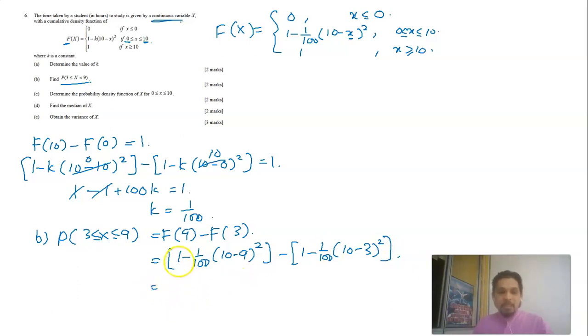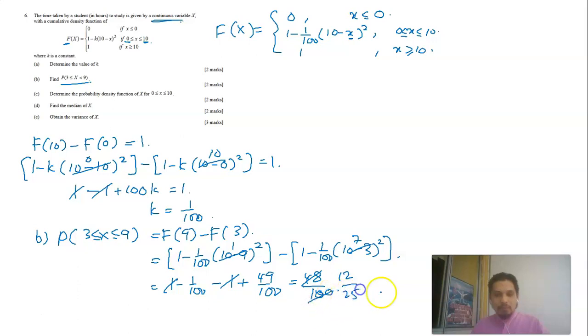And this one, 10 minus 9 equal to 1. 1 squared is 1 times 1 over 100. So 1 minus 1 over 100. Then minus, 10 minus 3 equal to 7. 7 squared is 49. Negative, negative, positive, 49 over 100. So 1 minus 1 equal to 0, 49 minus 1 equal to 48 over 100. Okay. Simplify this, divide by 4. 48 divided by 4 is 12, and 100 divided by 4 is 25. Yes.